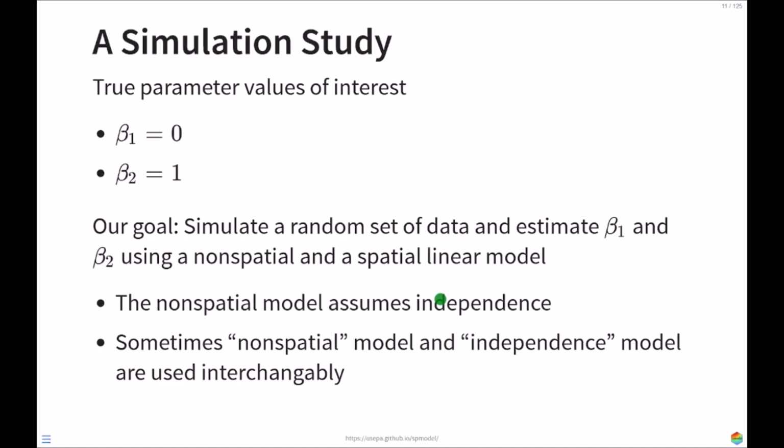We're going to build two different models: a non-spatial model that assumes independence, and then a spatial model that accounts for spatial covariance. Sometimes you'll see the term non-spatial model used interchangeably with independence model in spatial statistics, so just know that those two things, at least for the purposes of what we're talking about now, are synonymous.